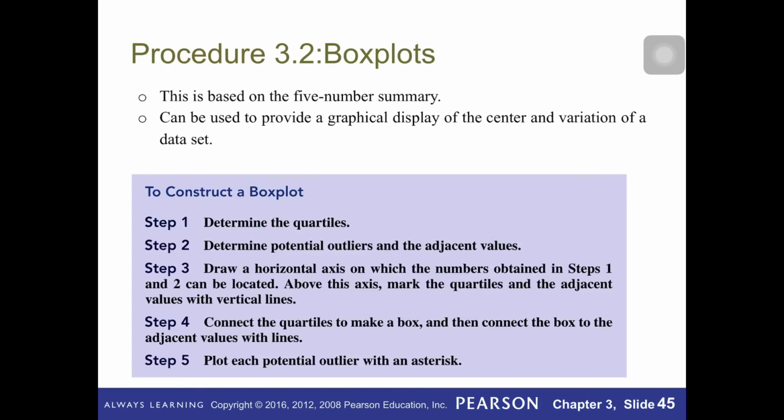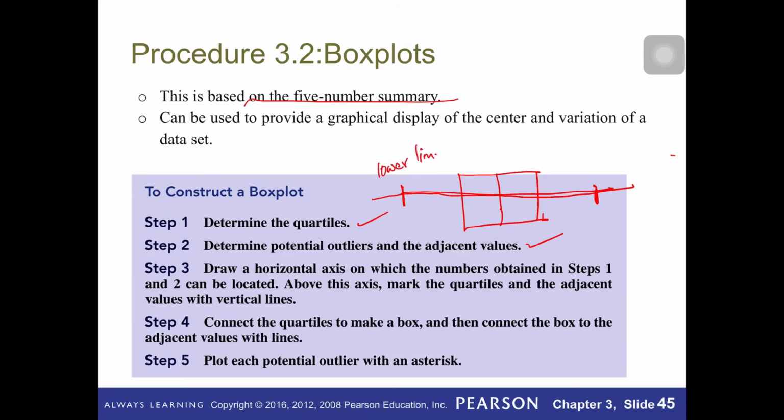Box plot is directly based on the 5 number summary. Determine the quartiles, determine the outliers, draw a horizontal axis and mark Q1, Q2, Q3 on it. So, a box plot is something very similar to this. It is a box, and this is the line. This is the lower limit and upper limit. You will see a clear picture in the next slide. This should be Q1, this should be Q2 and this should be Q3. This is the box plot. Connect the quartiles like a box. Plot each outlier with an asterisk. So, any observations in this area we call outliers.